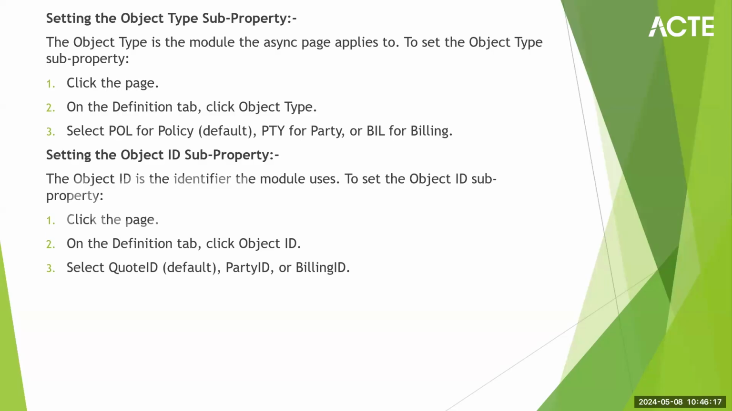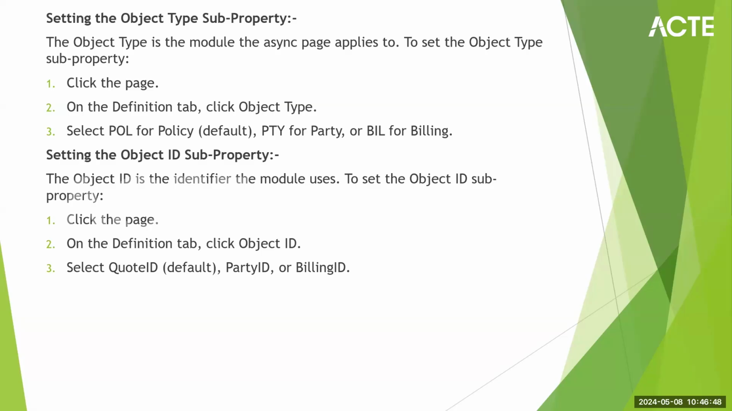Setting the object type subproperty. Object type is the module of async page applies to. It is nothing but, in a page, one particular module is called object type. How do you set that? Click on the page, on the definition tab, click object type and select POL for policy. Majorly you'll be creating only the policy, right? So you need to select POL for policies by default. Suppose you are working in billing or party, then you need to click on PTY or BIL.